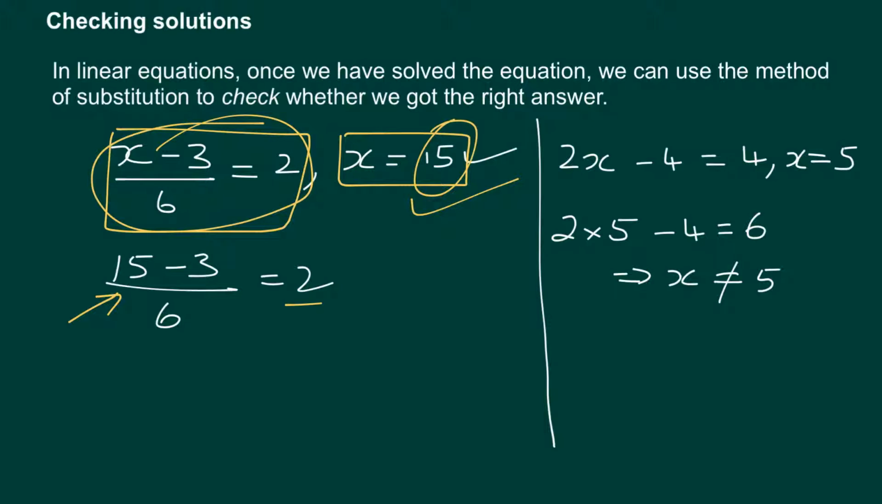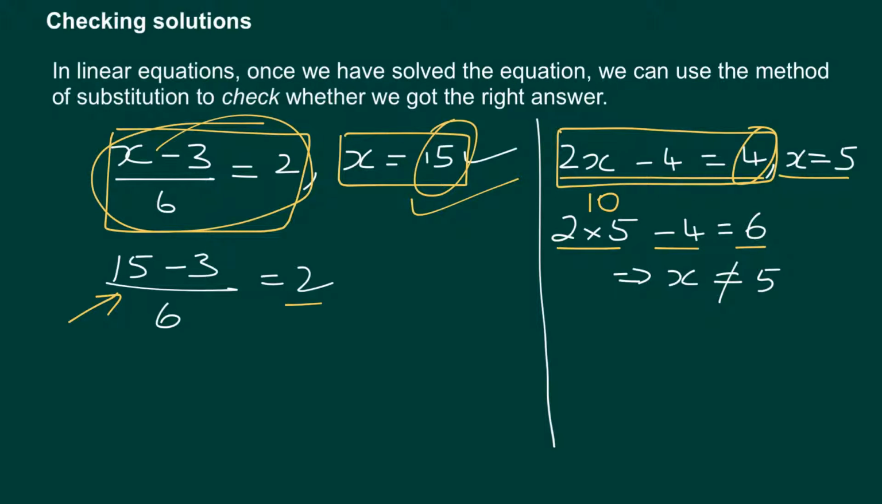Then, alternatively, we have 2x minus 4 equals 4, and then I got the answer of x equals 5. I don't know if it's correct, so I substituted back into the actual equation to see if I've got the correct answer. Now, when I substitute x equals 5 into it, it becomes 2 times 5 instead of 2 times x, minus 4, this part here. So 2 times 5 is 10, minus 4 gives me 6. That does not corroborate with the original equation, as the answer I need to get is 4. That tells me that the x equals 5 answer that I got is incorrect.